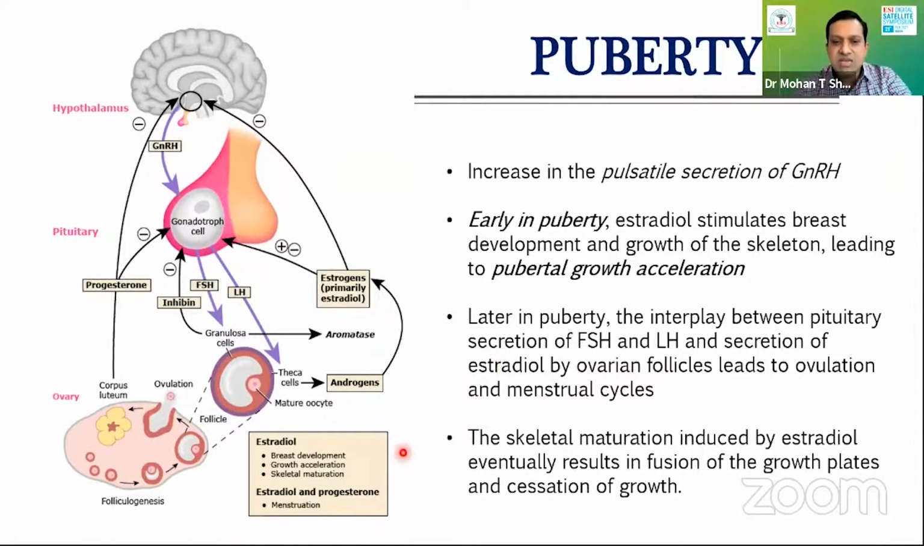Ultimately, the skeletal maturation induced by estradiol leads to fusion of the growth plates and cessation of growth. That is why usually girls will have a lesser height than their male counterparts. This is the summary which I have taken from UpToDate. This is a very good atlas for the same.